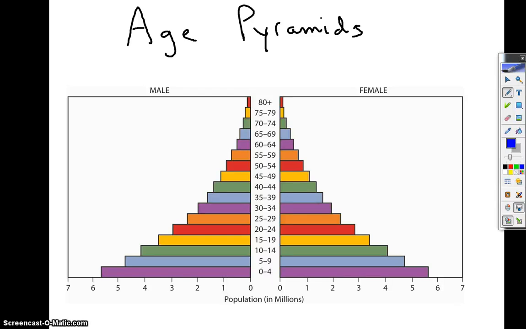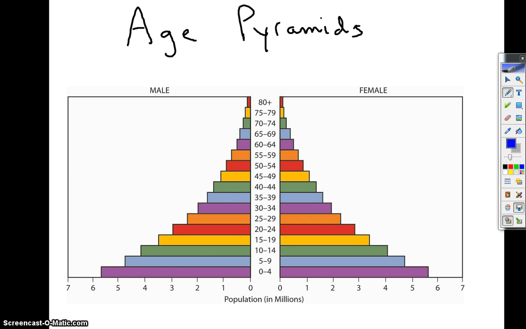Hello and welcome back to Survey of Biology, and this is section 4 of Unit 8, our last section on population dynamics. And what we're going to look at today are age pyramids and how they describe a population, whether it's increasing, decreasing, or remaining stable.